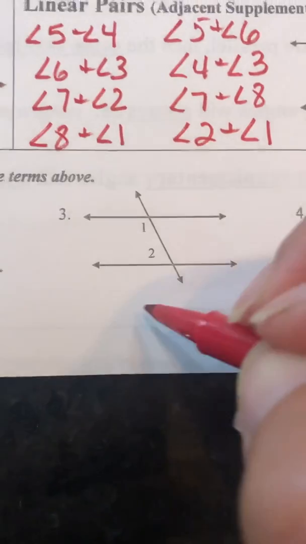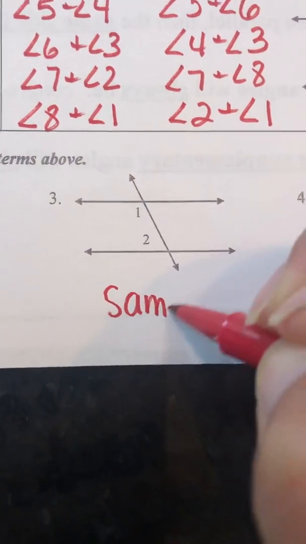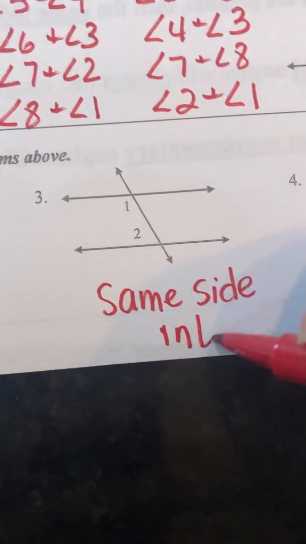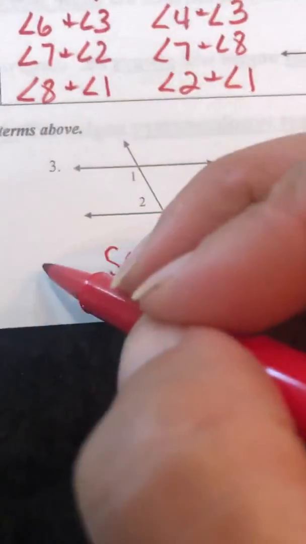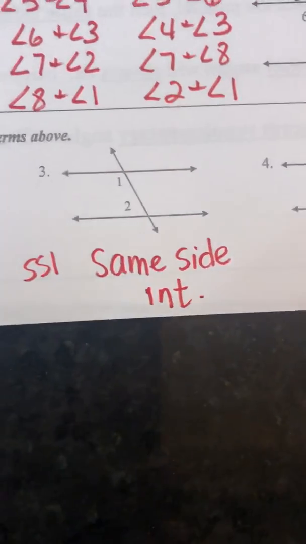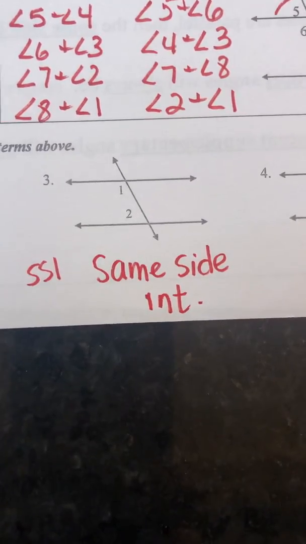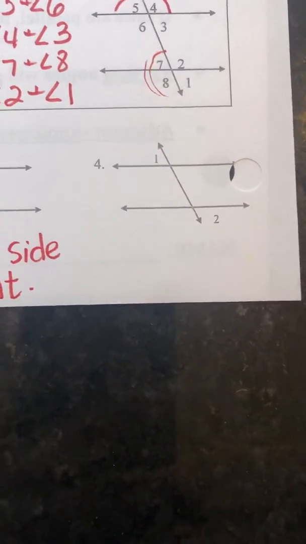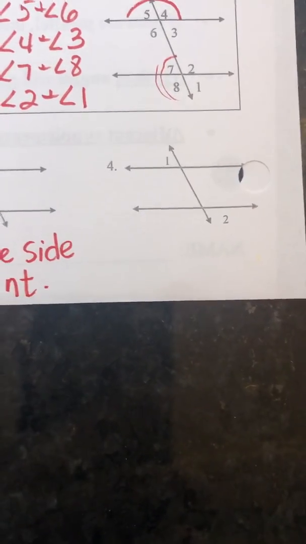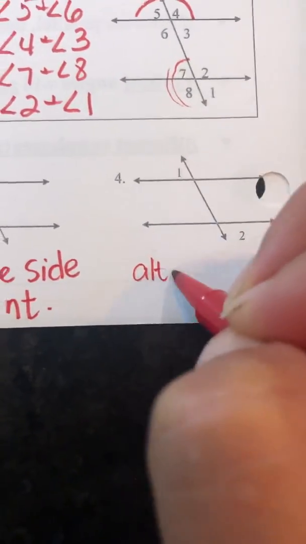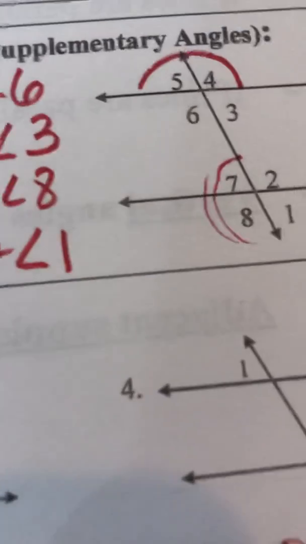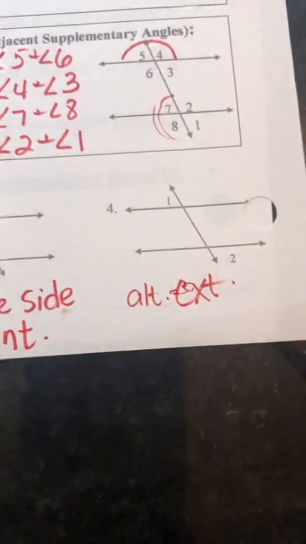So today we're just naming these angles. 1 and 2, these are same side interior. They're on the same side of the transversal. They're on the interior of the parallel lines. Same side interior, or sometimes we call those SSI. And then this one here, 1 and 2, I believe these are alternate exterior because they're on the alternate sides. It's not letting me write here. Alternate exterior. There we go.